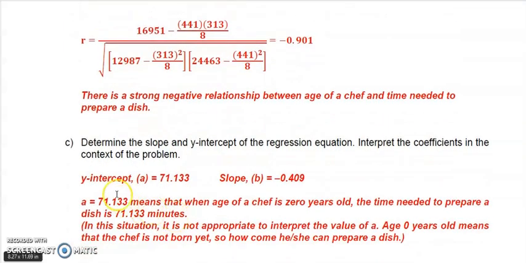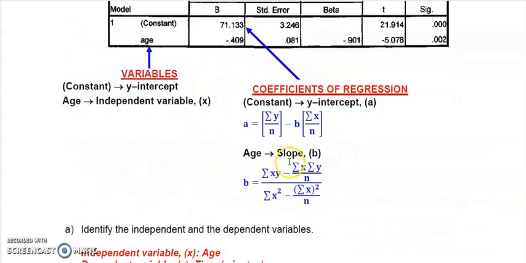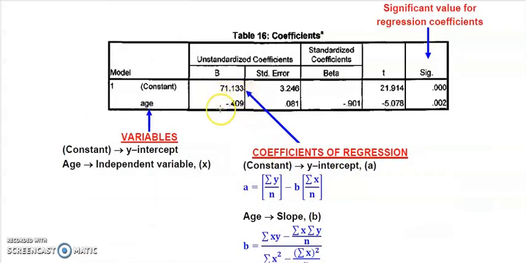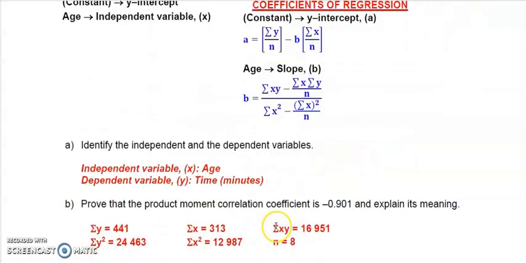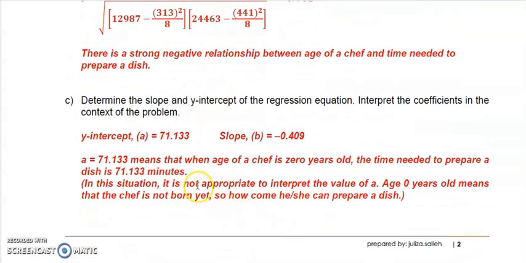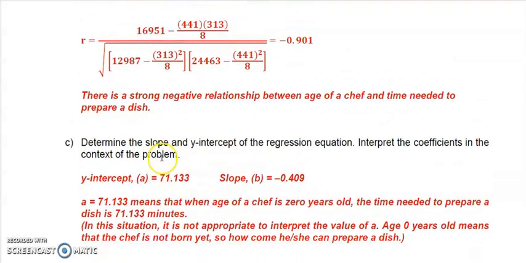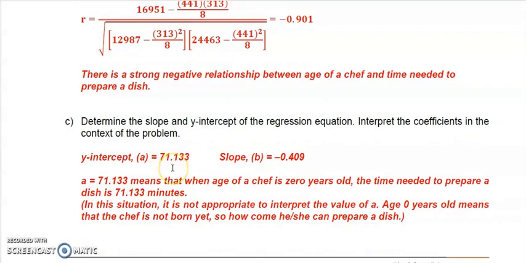Okay, C. Determine the slope and y-intercept of the regression equation, or maybe the question asks you to prove the y-intercept value 71.133 and the slope value negative 0.409. So how to prove these values? You use the y-intercept formula and the slope formula. When you substitute the values into the formulas, you will get y equals 71.133 minus 0.409x.